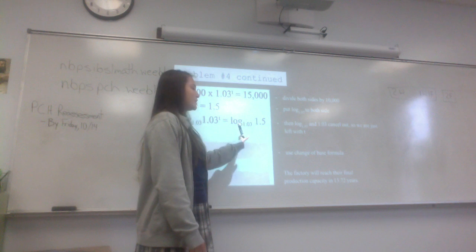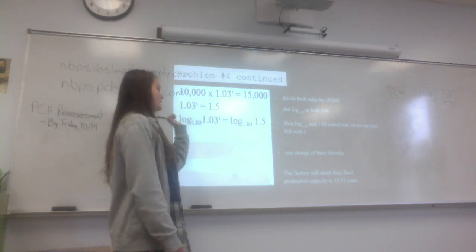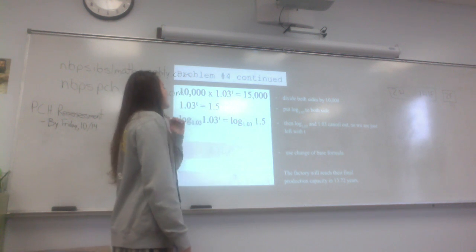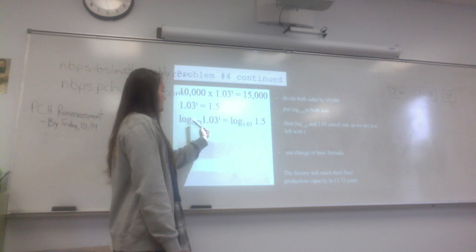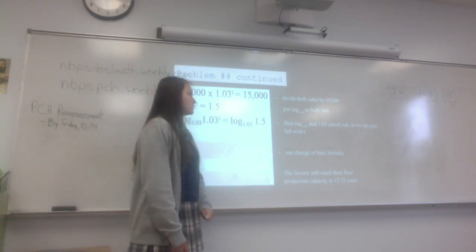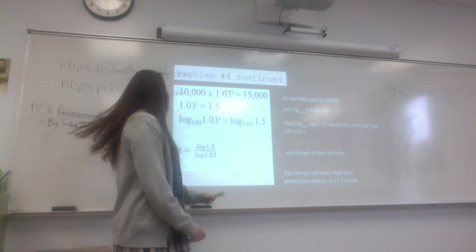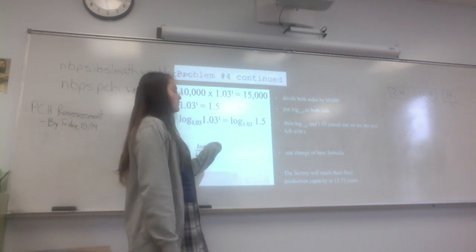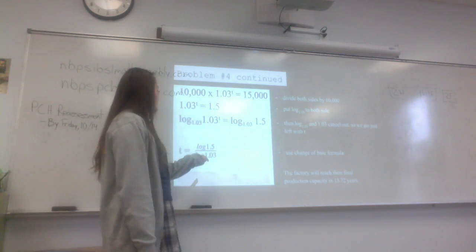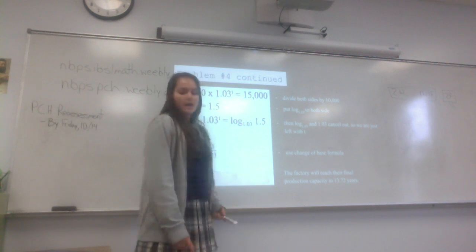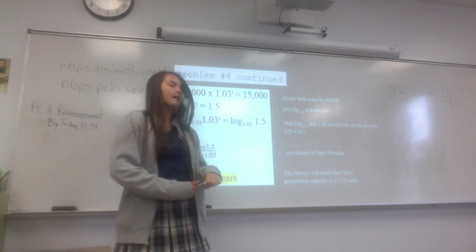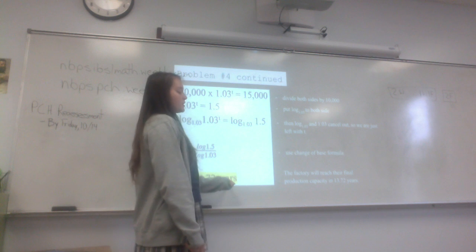Now it's just the math which I showed you before about using logs and bases. So those two will cancel out. We'll be left with the change of base formula, which will be t equals log base 10 of 1.5 divided by log base 10 of 1.03. And we plug this into our calculator and we'll get 13.72 years.